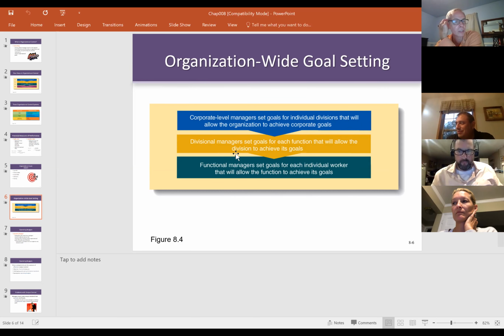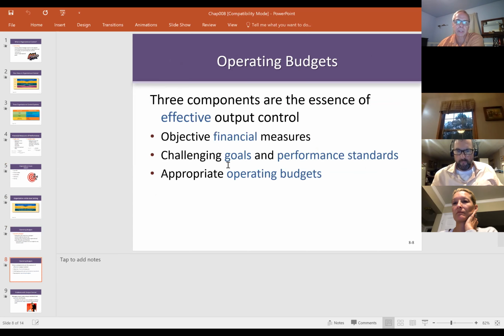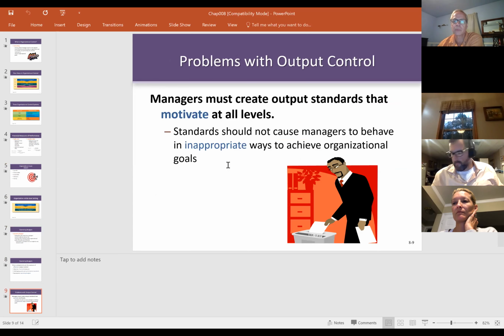And when you think about it, that's the only way you're going to get everybody working on the same type of strategy, the same type of plan. Operating budgets are part of the goals. I'm going to skip through that.